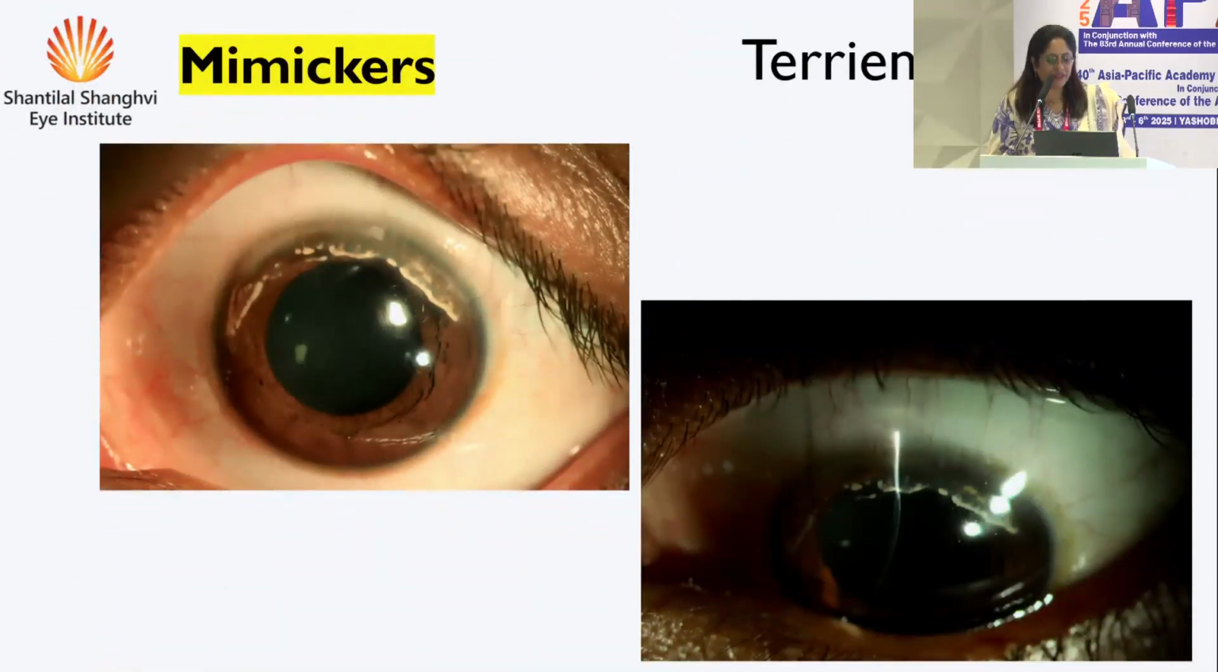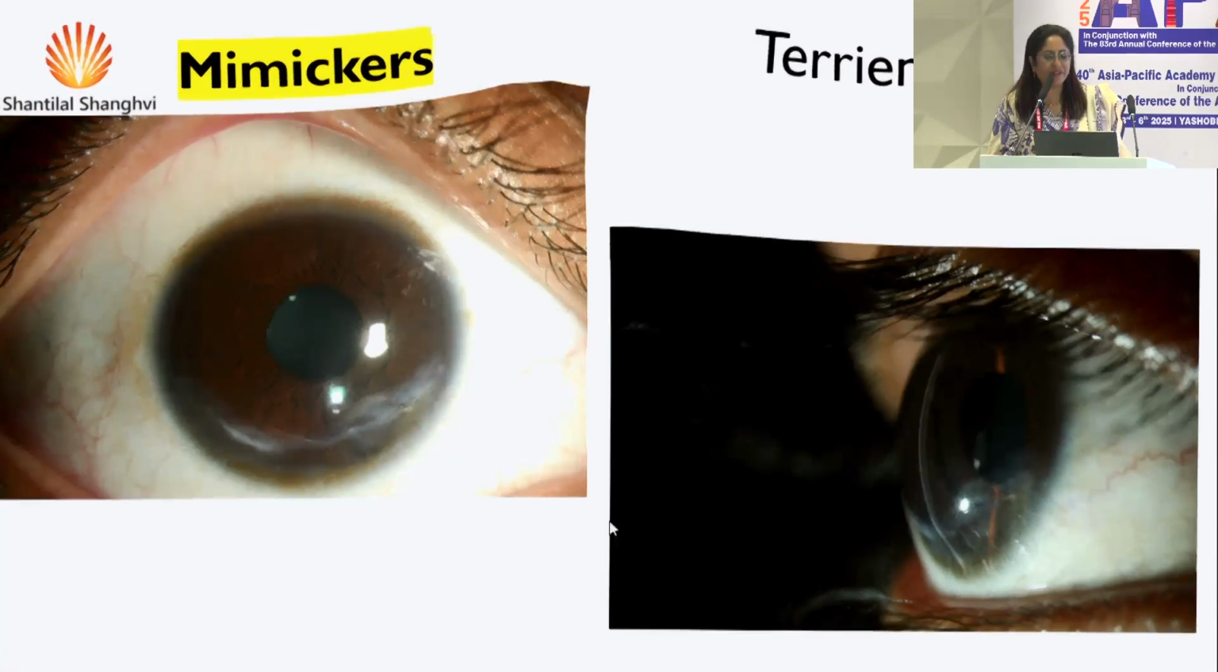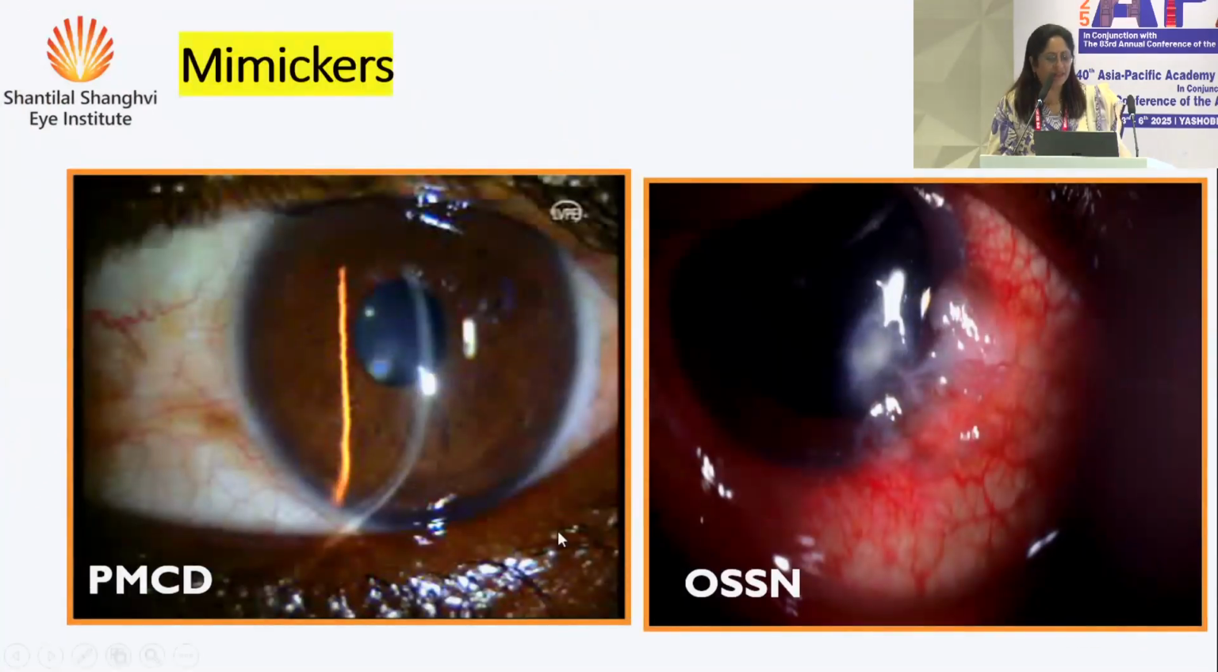Some other mimickers which come to us as resolved PUK, Terrien's is a great mimicker for that, because this is very advanced Terrien's. You'll see all the white lipid-like deposits over here. But if you have a patient with early Terrien's or an inferior Terrien's, which is very unusual, the eye looks very quiet and the patient may have had some congestion, but not really very severely symptomatic. So this is a classical case. See on the slit how this area looks very thinned out in the periphery, but this is Terrien's. You can do Pentacam and you get the classic image for that.